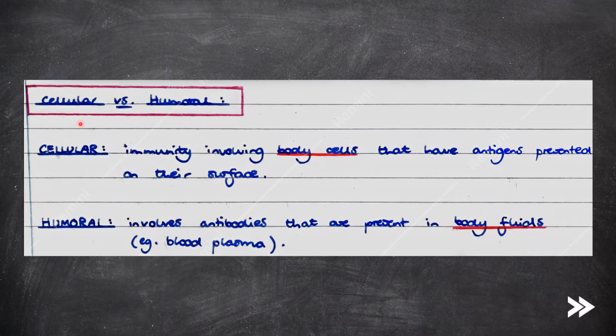When comparing the two types of immune response, the cellular immune response is immunity involving body cells that have antigens presented on their surface. The humoral response, on the other hand, involves antibodies that are present in body fluids such as the blood plasma.